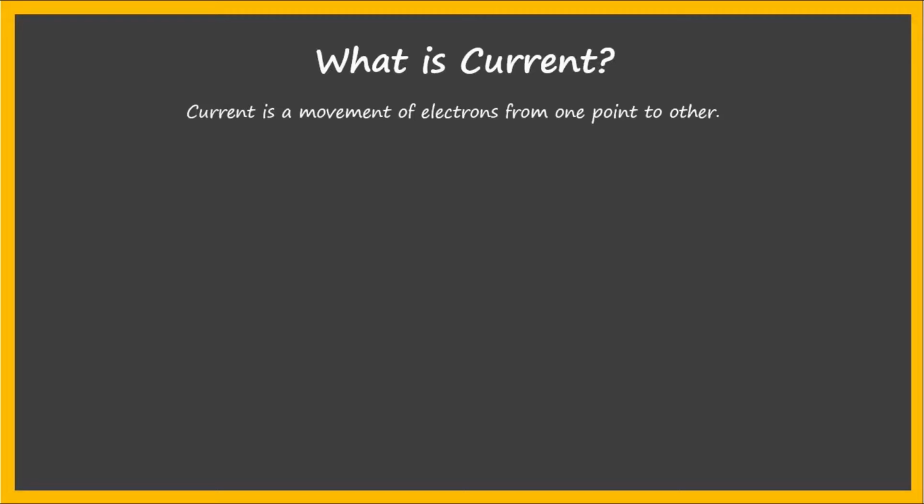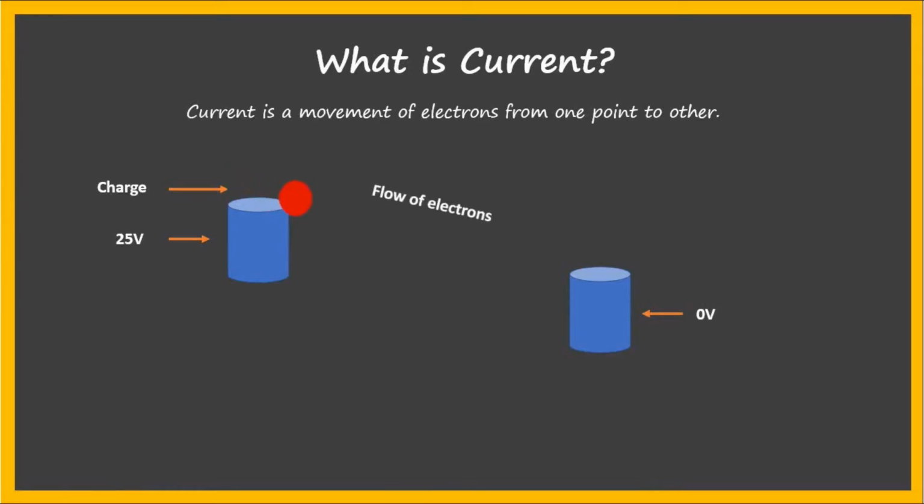Now moving forward, what is current? Current is simply defined as the movement of charges from one point to another. So, voltage is the force behind the movement of these charges and the movement of charges is current. Simple. Looking at the animation, the same process is again shown here where charge is moving from point to point.